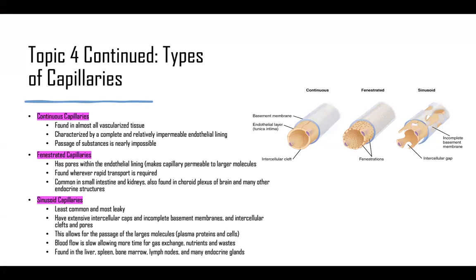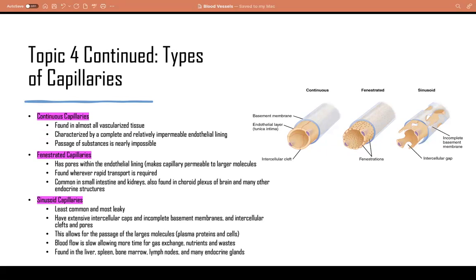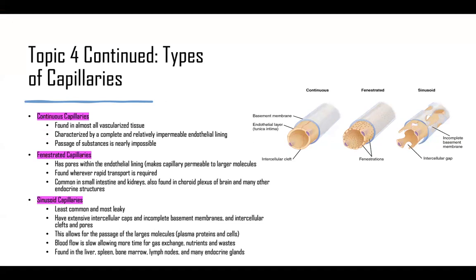Next is fenestrated capillaries. They have pores within their endothelial lining, and they make the capillary permeable to larger molecules. And these capillaries are found wherever rapid transport is required. They're common in the small intestine, the kidneys, and in the choroid plexus of the brain. So we can see those pores right here. They're very small, but as you can see in the continuous, there are no pores, whereas fenestrated, we are starting to get those porous openings.